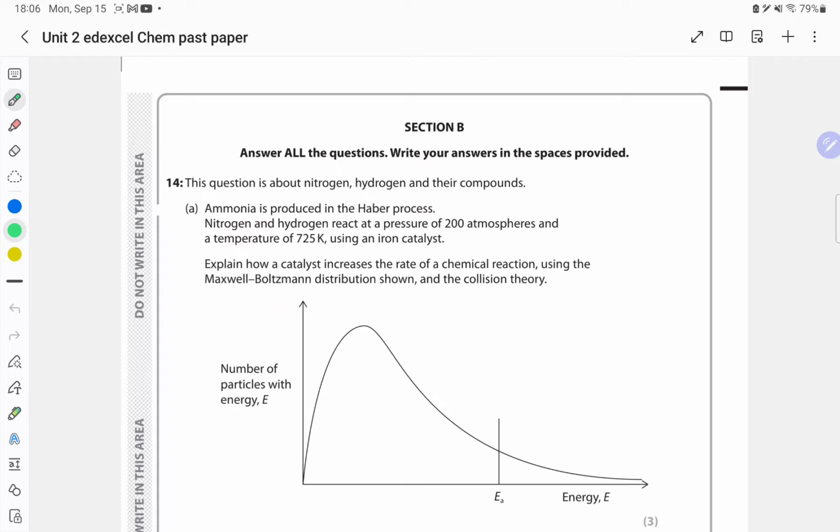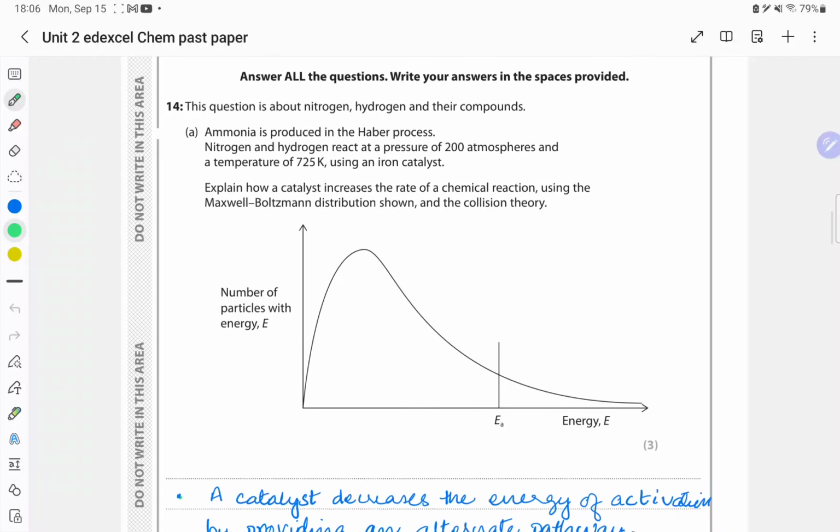Hello students, so let's start with section B of the May 2025 paper. That's question number 14, which says this question is about nitrogen, hydrogen and their compounds. Ammonia is produced in the Haber process. Nitrogen and hydrogen react at a pressure of 200 atmospheres and a temperature of 725 K. Whenever you're solving a question, try to underline the values so that later on you don't need to search for them again and again. An iron catalyst is used.